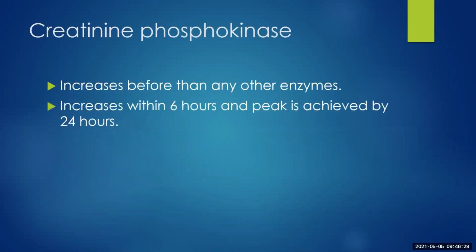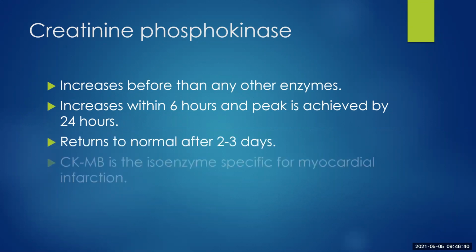Creatine phosphokinase increases fastest out of all the injury panel markers, increases within 6 hours, reaches a peak by 24 hours, and returns back to normal in 2 to 3 days. It can be made more specific by using one of its isoenzyme forms called CKMB, which is the best enzymatic marker available currently to assess cardiac injury.